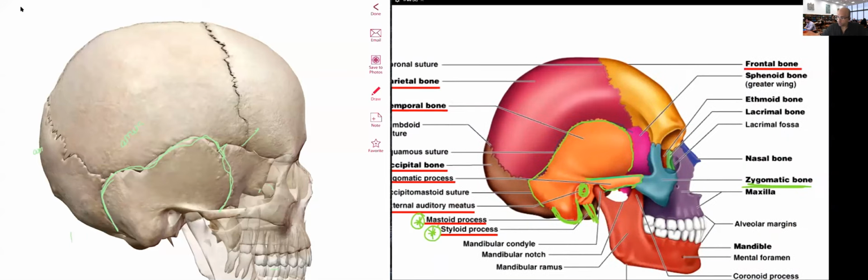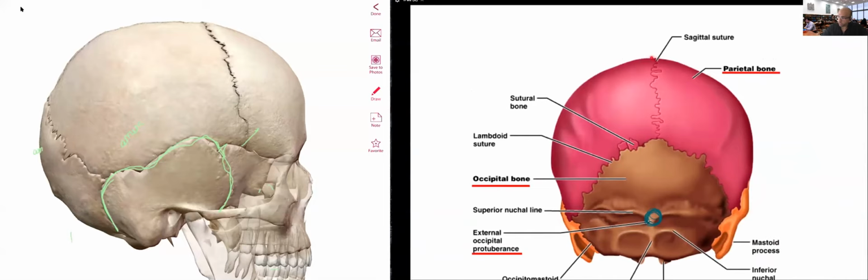The one that connects the two parietal bones to one another is my sagittal suture. Squamous suture is the suture that attaches the temporal bone to the occipital bone, the temporal bone to the parietal bone, and the temporal bone to the sphenoid bone. This is the greater wing of the sphenoid bone that you see on the outside on here. So squamous suture is serving as the attachment between the temporal bone and the occipital, parietal, and sphenoid.